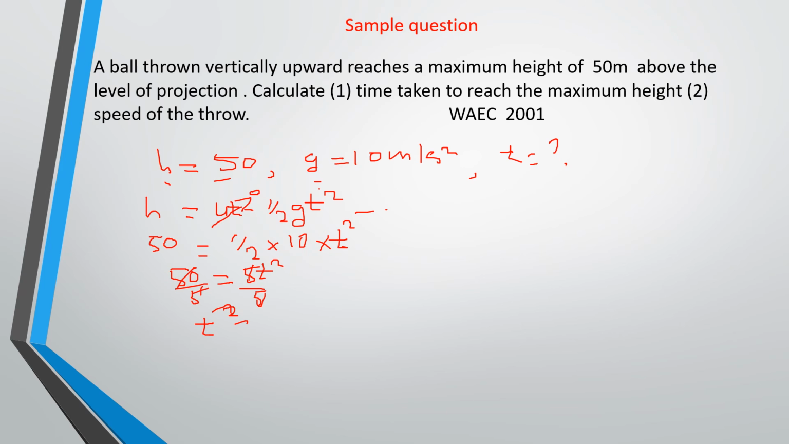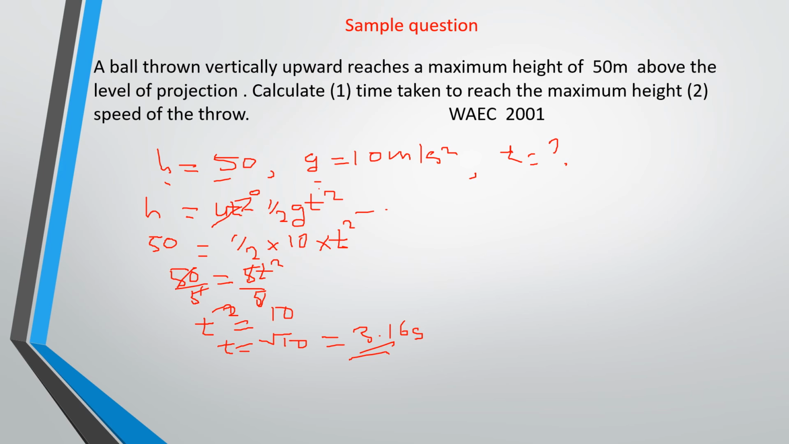t squared is equal to 10 and t is square root of 10. When you check that out on your calculator, you have t is equal to 3.16 seconds. Okay, so that is the time to reach the maximum height.